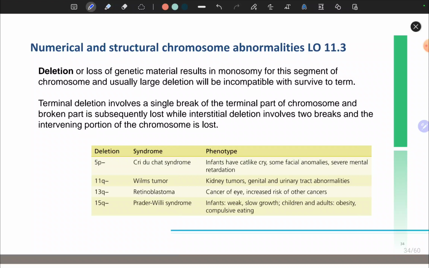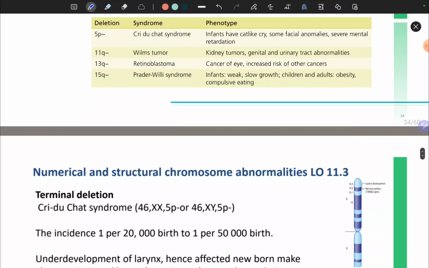For example, deletion in 5p, which we call Cri-du-chat syndrome. Here we have Wilms tumor, and in chromosome number 15 the long arm is lost, and we have others such as retinoblastoma and Prader-Willi syndrome. So this is the example of the terminal deletion, which we call Cri-du-chat.